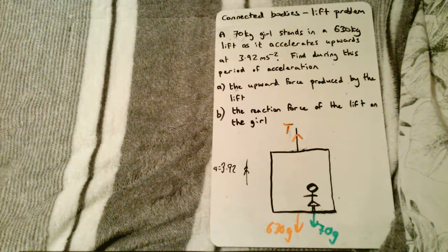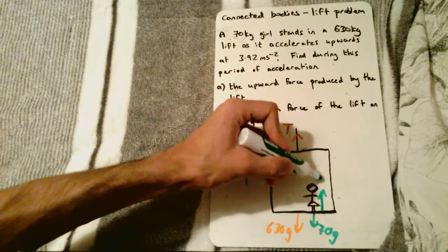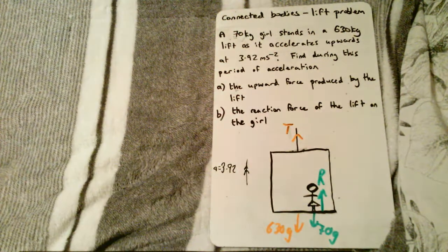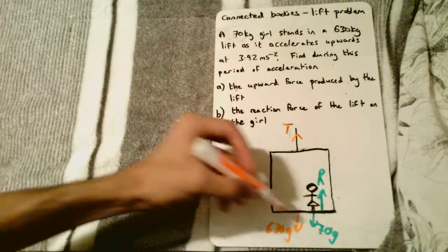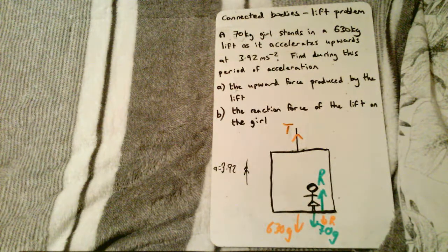But we said that the lift is making the girl go up, so there's a reaction force coming up onto the girl, R, which is making the girl come up. Now, when we come to talk about this force pushing upwards, due to Newton's third law, there is an equal and opposite force acting downwards onto the lift. This is the girl pushing back down onto the lift itself. So there's a force coming downwards as well, an equal and opposite reaction force from the girl acting on the lift itself.